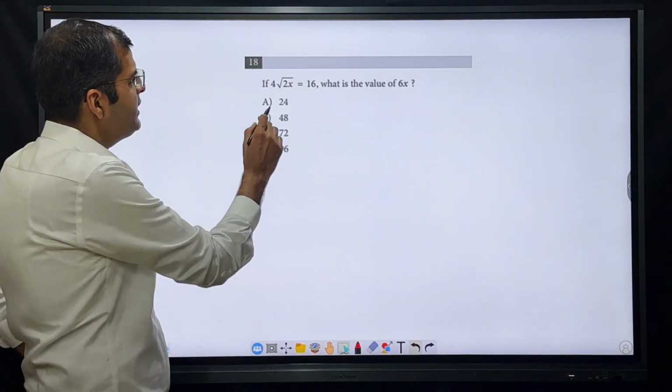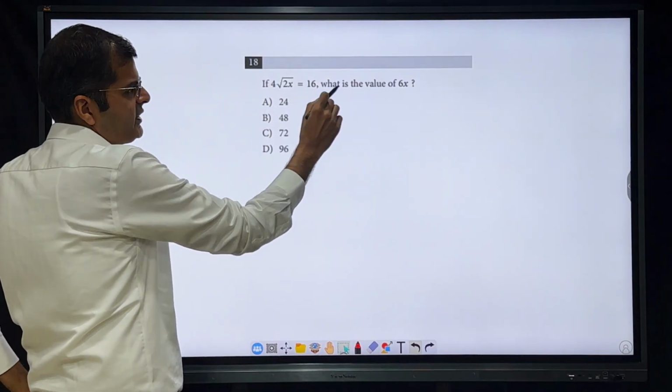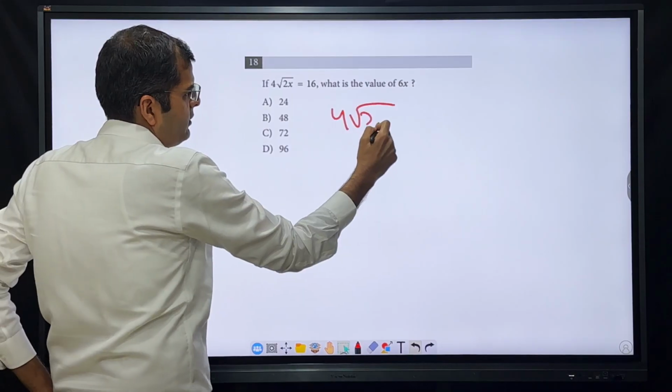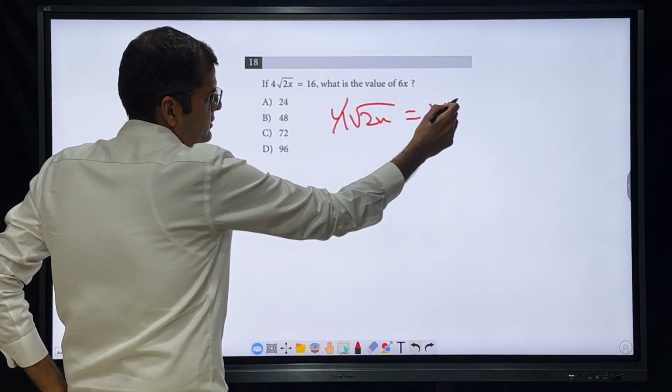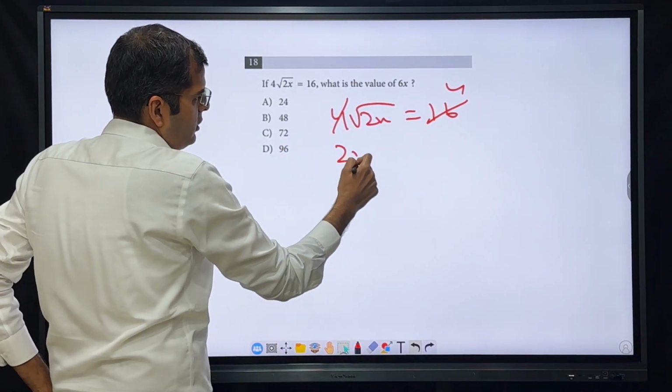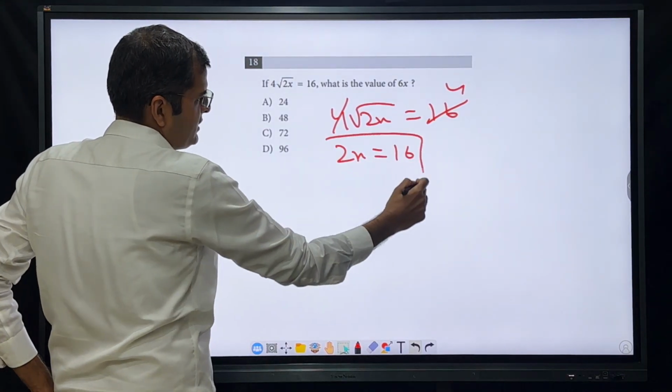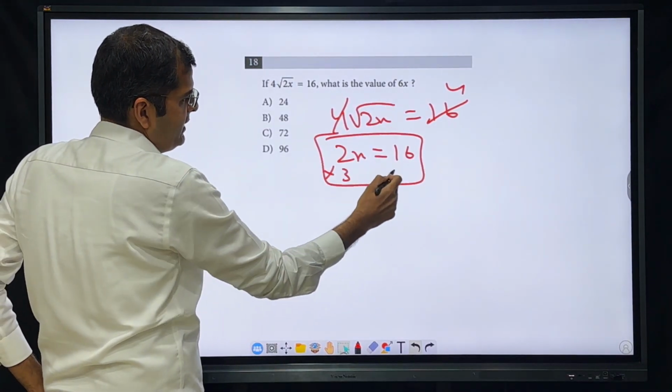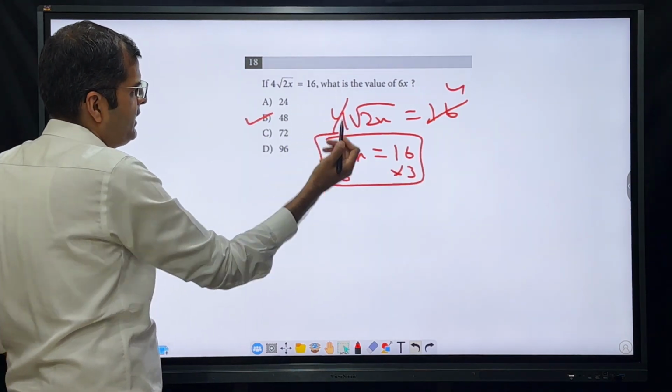This question says 4 times the square root of 2x equals 16. What is the value of 6x? 4 times root 2x is 16. That means root of 2x is 4, and squaring both sides, 2x is 16. What is 6x? You multiply this by 3, you multiply this by 3. 16 times 3 is 48. Answer option B is correct.